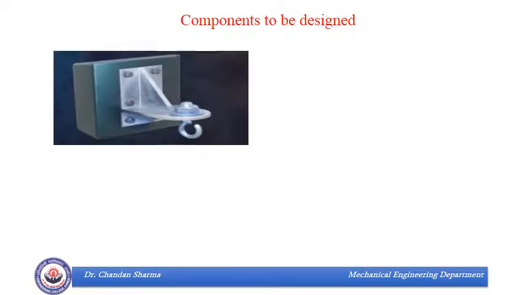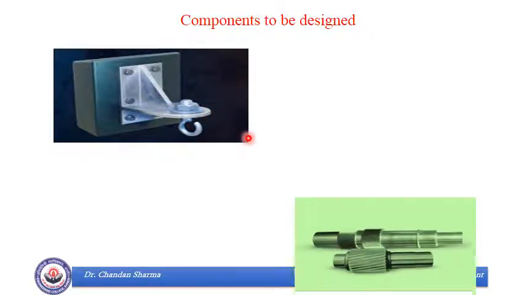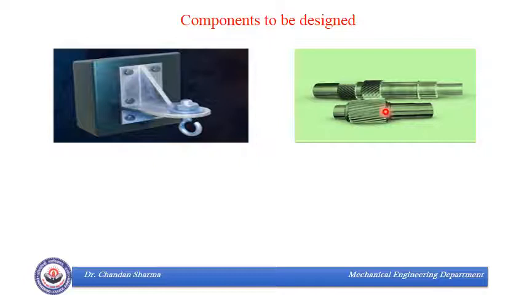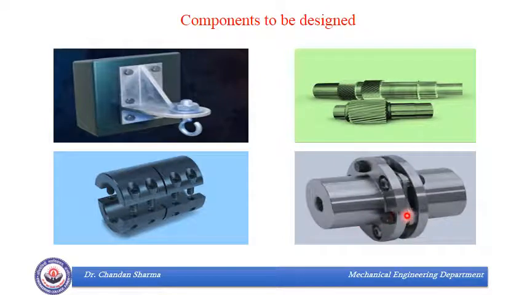A few more components. We'll be designing screw fasteners. So this is a screw fastener. This is basically an eccentric loading bolted joint or screw fastener. So this is also in our curriculum. We'll be taking this also. These are shafts. This is a muff coupling, and this is another rigid coupling.